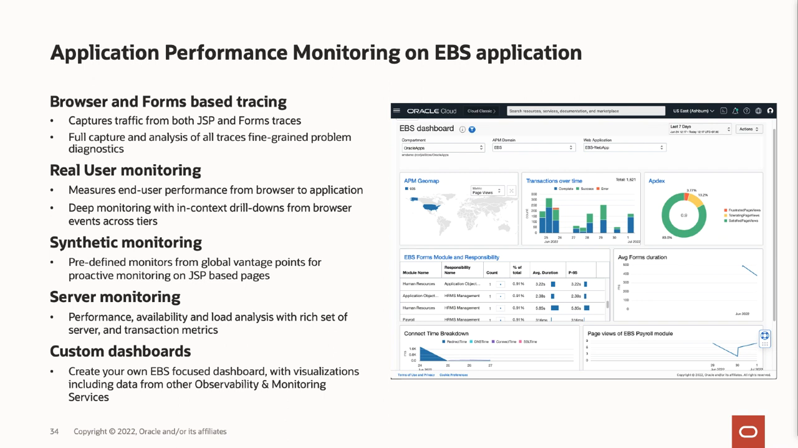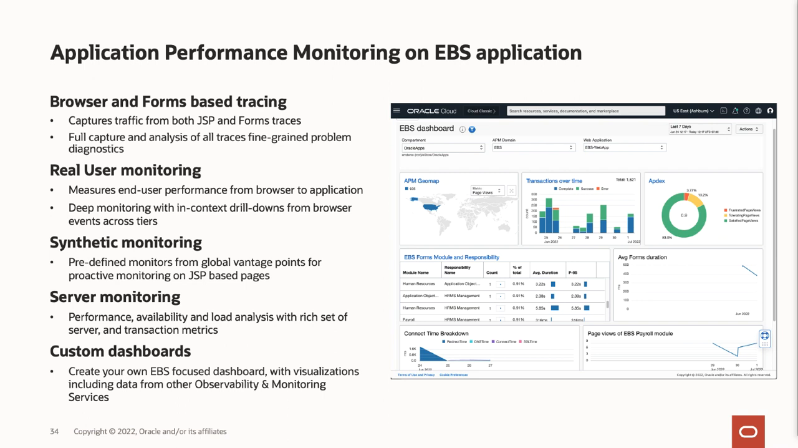So what can APM do for you? APM can help you to monitor EBS application, whether that is in the public cloud or private cloud in your on-premise data centers. It tracks every step of every transaction of users' EBS navigations and captures traces from HTML and Forms activities. You can run synthetic monitors on JSP pages, and also collect out-of-the-box metrics from WebLogic servers, allowing you to envision the complete set of users' EBS transactions.